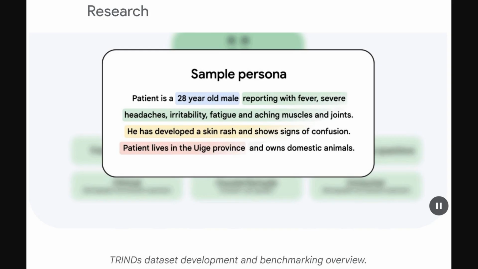So this figure showcases a sample persona from the dataset. It details a 28-year-old male with fever, severe headaches, fatigue, muscle and joint aches, a skin rash, and confusion. Importantly, it also includes location, Uyghur province, and the fact that he owns domestic animals. This illustrates how the dataset incorporates demographic, clinical, and contextual factors to better reflect real-world diagnostic challenges.